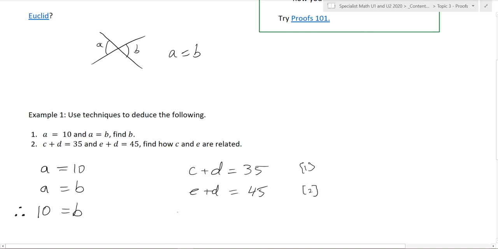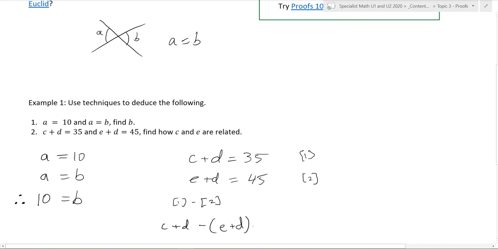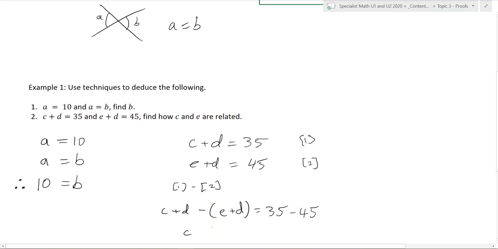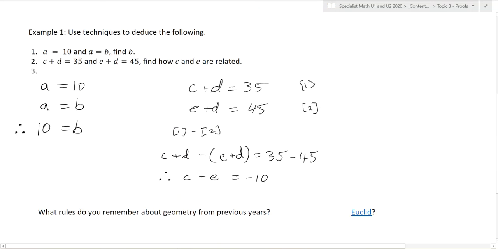Let's do 1 minus 2. So 35 minus 45. So C minus E equals negative 10. So we found the difference between these two. You know, there's a whole range.